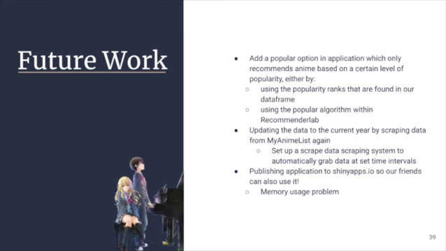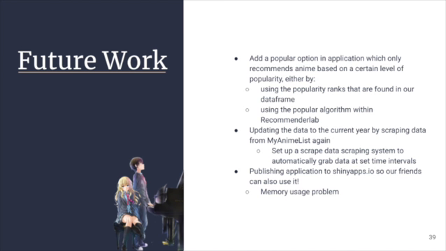For future work, we have a few suggestions. We would have liked to add a popular option in the application which only recommends anime based on a certain level of popularity criteria, either by implementing popularity ranks that are already found within our data frame or by using the popular algorithm within Recommender Lab.